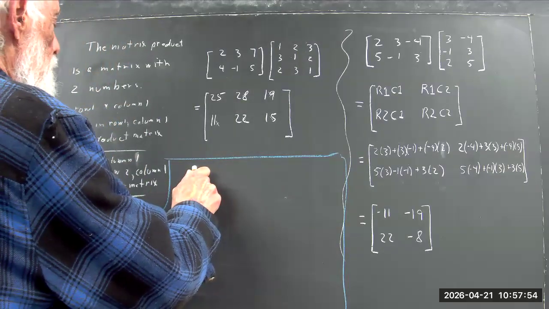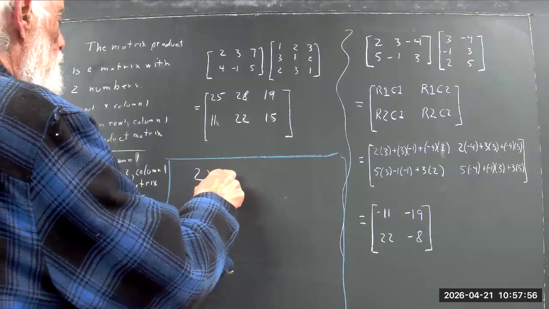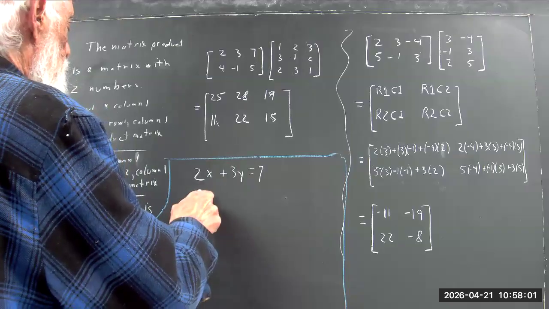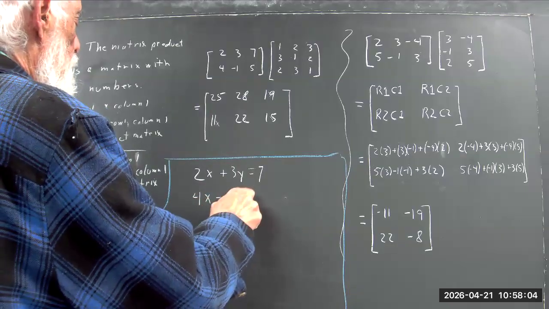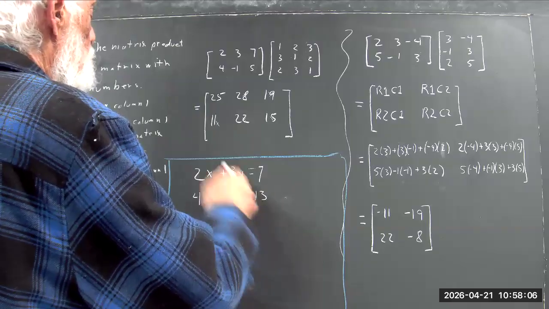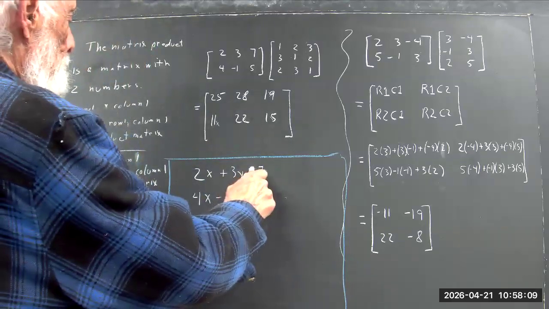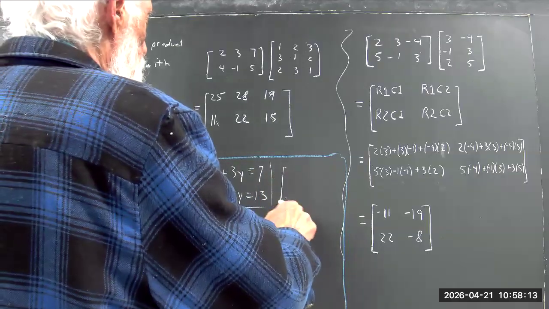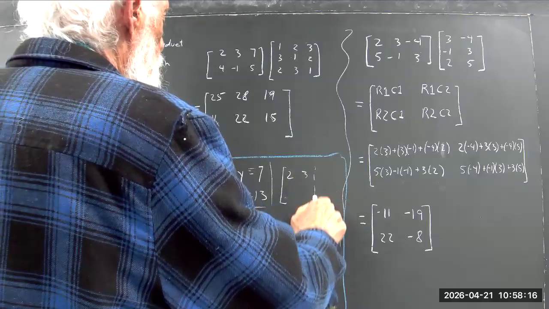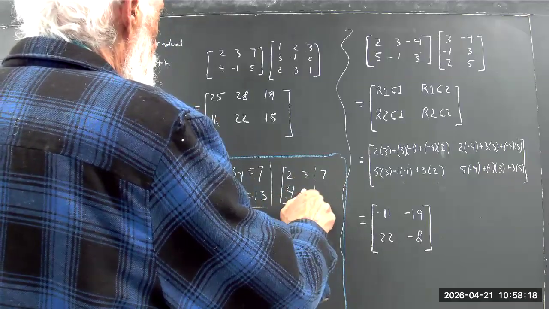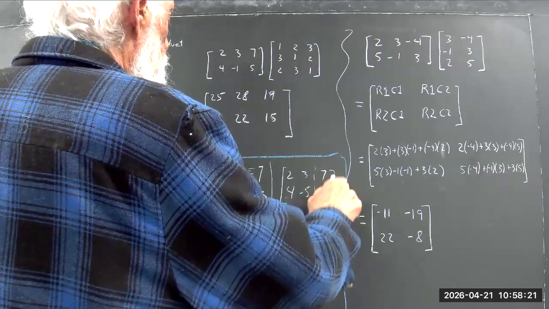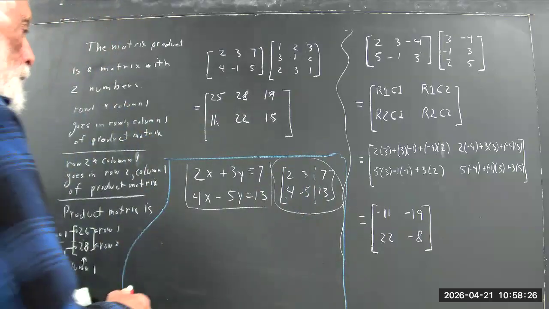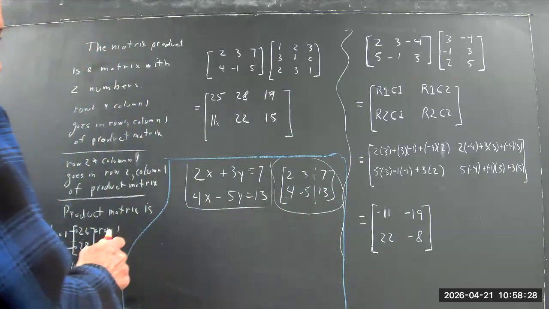Okay, so let's just start with equations 2x plus 3y equals 7 and 4x minus 5y equals 13. Okay? Now that's a perfectly good system of equations. You know, you could write out an augmented matrix 2, 3, 7, 4, negative 5, 13, and reduce it. Okay, that's one thing you could do. We already know how to do that.